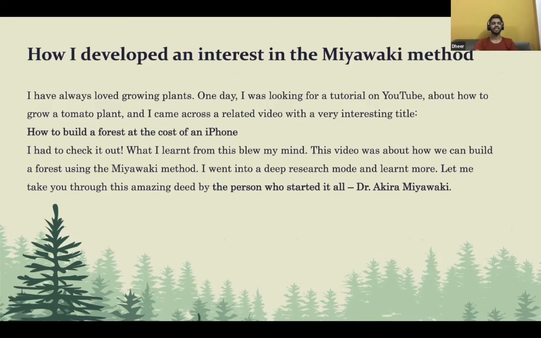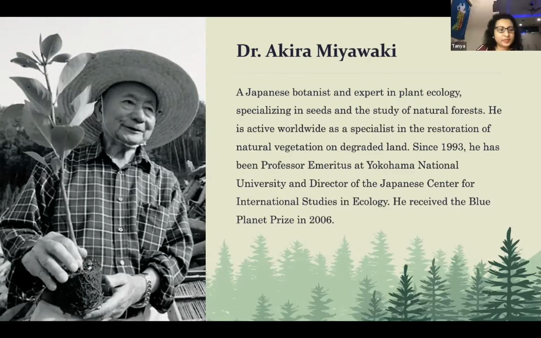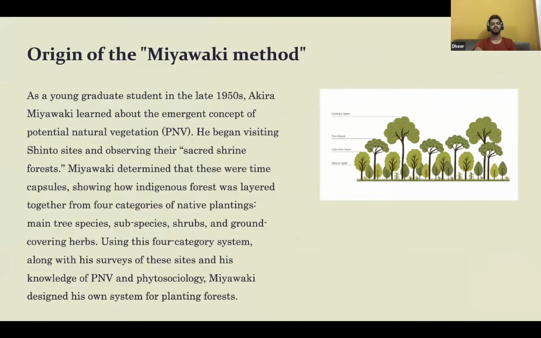Okay, cool. Going forward, I'll talk a little bit about Dr. Akira Miyawaki. In 1993, he started working on how to grow a mini forest. He was a professor, and now he is a director of a Japanese Center for International Studies in ecology. He got the Blue Planet Prize in 2006. The origin of the Miyawaki method is when Miyawaki started his career, he got to know that deforestation was happening. At that time, in the 90s, deforestation was very high.